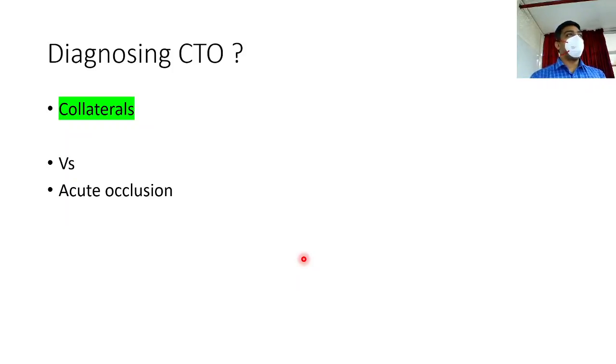So how do we diagnose CTO? We see a total occlusion. How do we know whether it's chronic or not? Mainly we can say it by the presence of collaterals. Also, if we examine closely and find some evidence of calcification, we can say that probably it could be a CTO, and differentiate it from an acute occlusion. In acute occlusion, we may see a thrombus-containing lesion, and that many collaterals will not have formed, so we can diagnose probably an acute event.